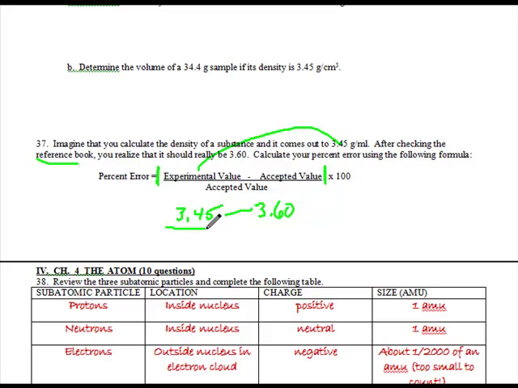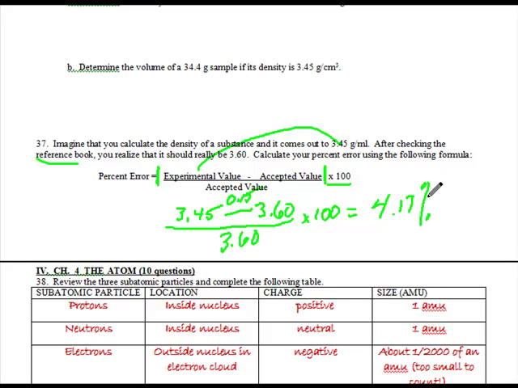And then you're going to take the absolute value of the difference here. So the difference is, don't worry about the negatives, 0.15. So that's how much you're off, and then you're going to divide it through by what it should have been. Accepted value is 3.60. That's what the reference book says. So 0.15 divided by 3.60, and then don't forget, because you're going to end up with a decimal here, multiply it by 100, because you're going to put it in percents, and you end up with 4.17.